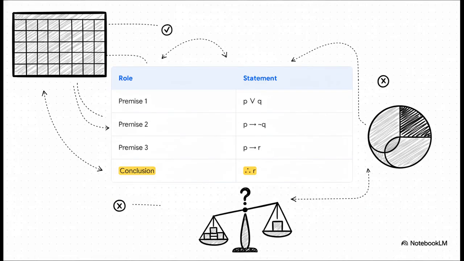All right, let's break down this case. We have 3 clues. Premise 1 says, either P is true or Q is true. Pretty simple. Premise 2 says, if P is true, then Q has to be false. And our third clue, if P is true, then R must also be true. So the argument is claiming that with these 3 clues, the only possible outcome is that R is true. But is that right? Our job is to see if there's any loophole.